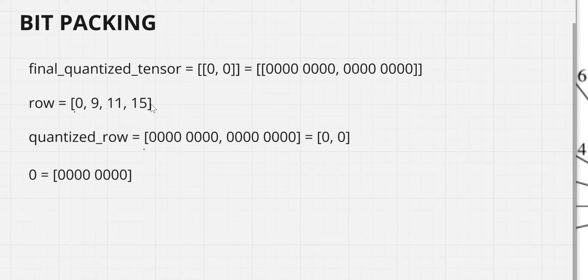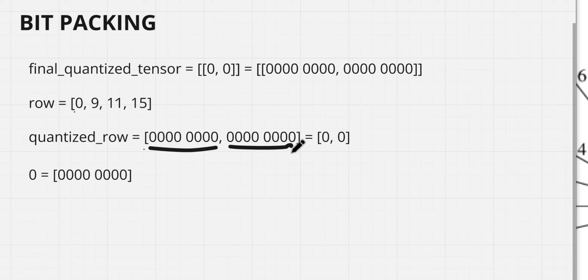And so we have this array here that's going to be a row. The code that I implemented is meant to run on a multi-dimensional tensor with many rows and many columns, and we're only going to have one row in our example. This row has the numbers 0, 9, 11, and 15. And then we're going to have this quantize row, which is supposed to be this row packed into these two bytes here. These two numbers, and these are their bit representations.